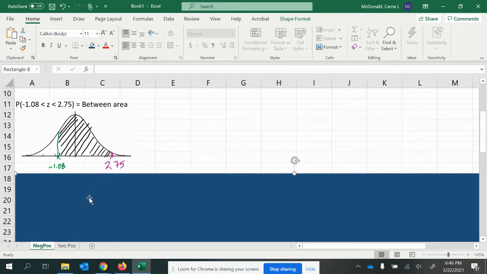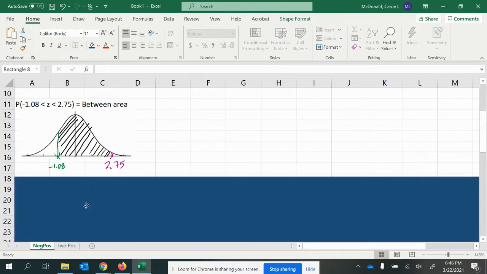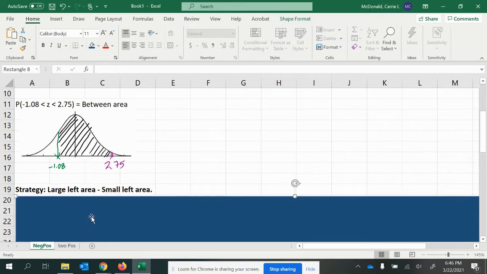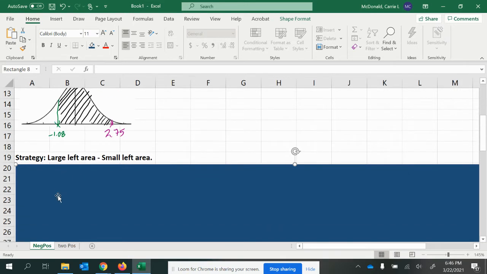The way that we're going to find that area is by using the strategy which I refer to as the large left area minus the small left area. They're both left areas. One is going to be larger because it comes from farther to the right. So we're going to start with 2.75 and get the area all the way to the left, as far back as you could possibly go. That's going to be an area that is too large. If we take off this little region where the white tail is, then we'll have what's left in between. So we will find a smaller left area using the other z-score, -1.08, from the left and subtract that from the larger first area we find.